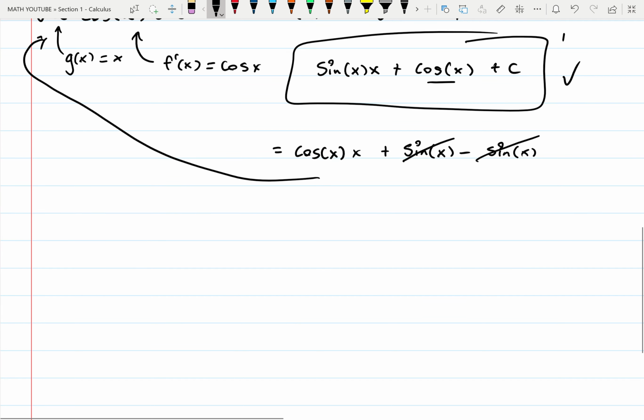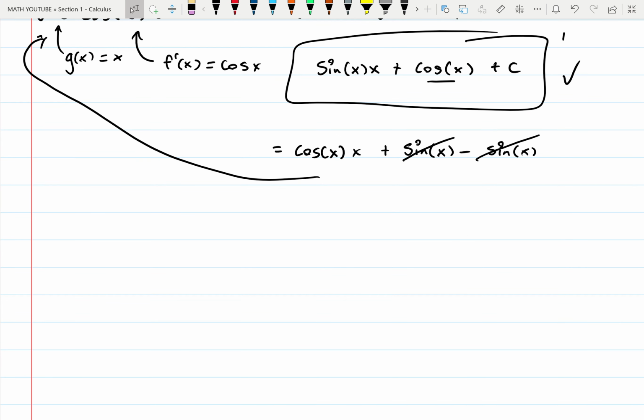So it's pretty useful. Sometimes you'll have to use integration by parts more than one time, and I will focus on that in the next video to be uploaded. But integration by parts, in my opinion, is a very nice technique of integration.